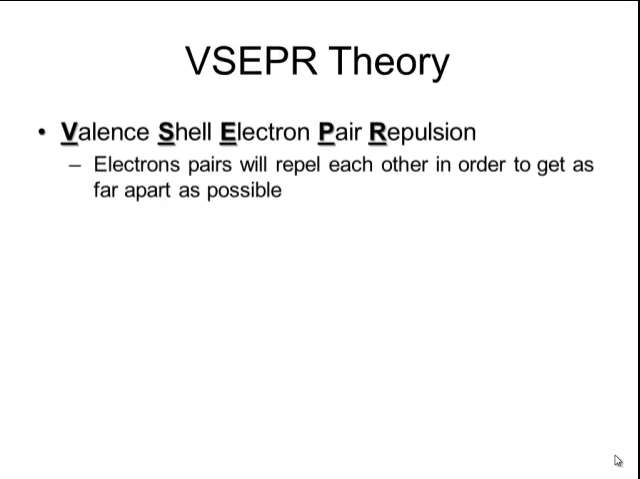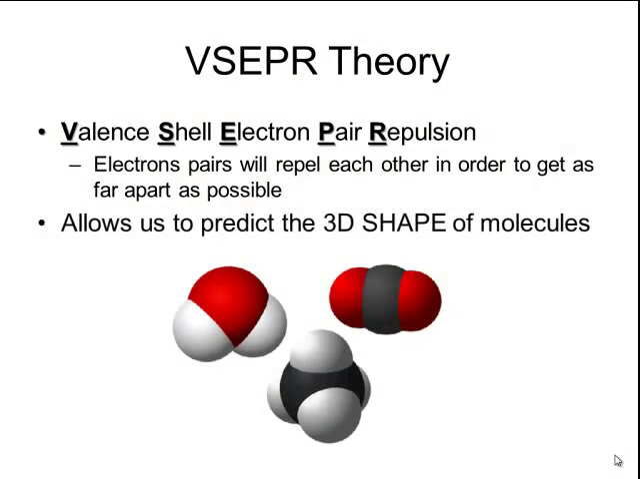VSEPR stands for valence shell electron pair repulsion. This is a theory which states that electron pairs will tend to repel each other in order to get as far apart from each other as possible. By arranging themselves as far apart as possible, the electrons that are in bonds, as well as the unshared pairs of electrons, will allow us to predict what the three-dimensional shape of different molecules are.